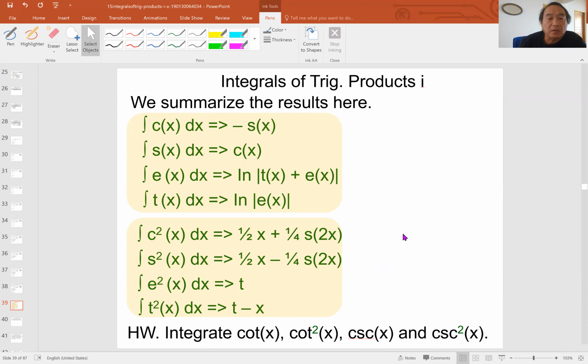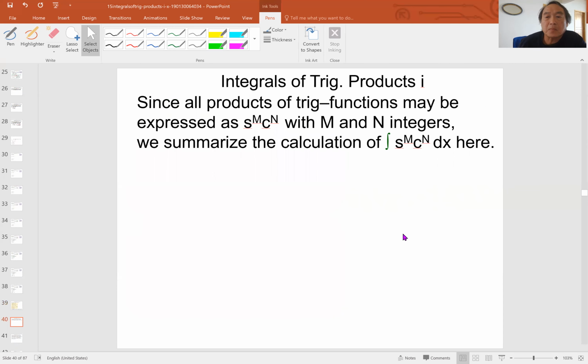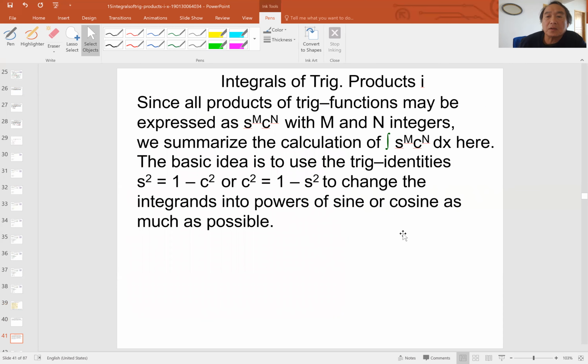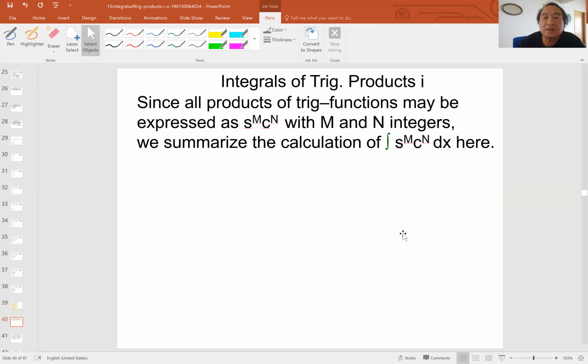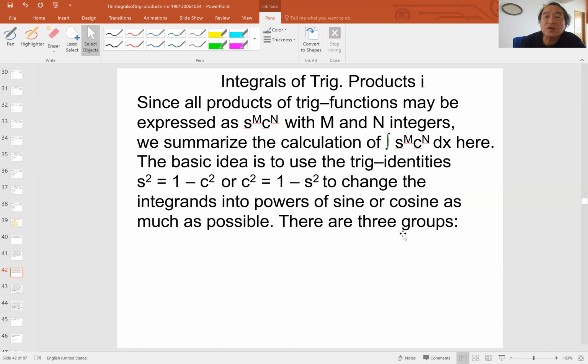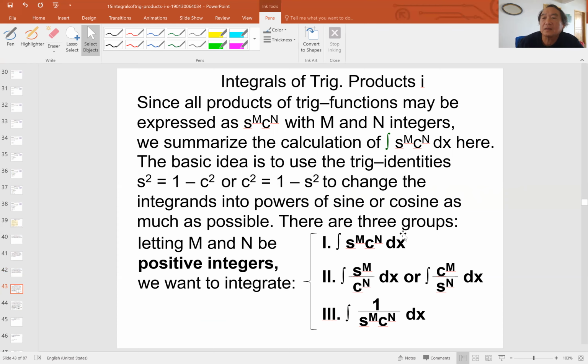Now we're going to integrate all the products. In particular, we're going to integrate the products of sines, and we're going to integrate these three different groups. Excuse me.